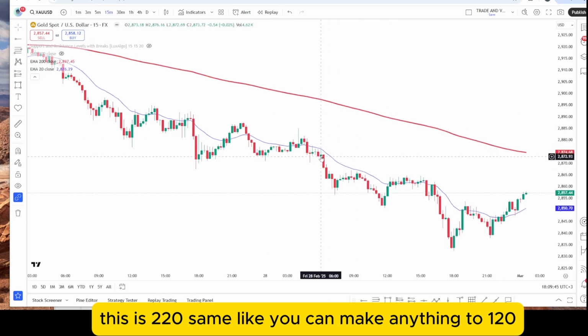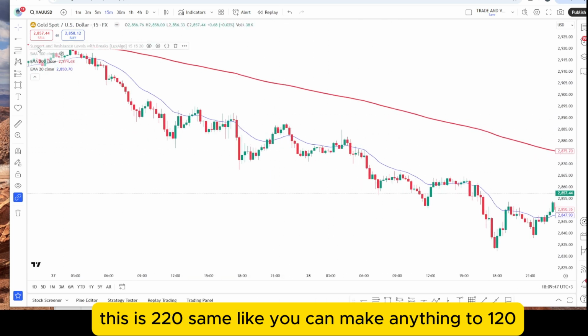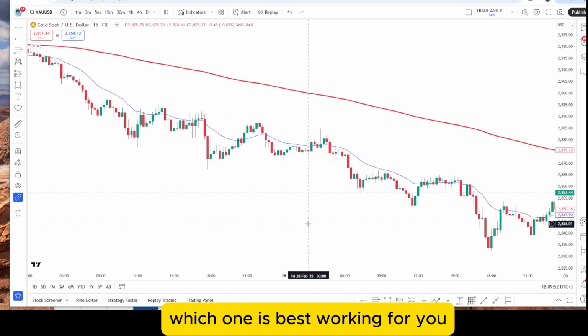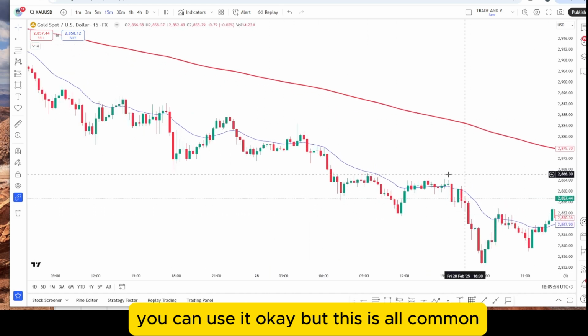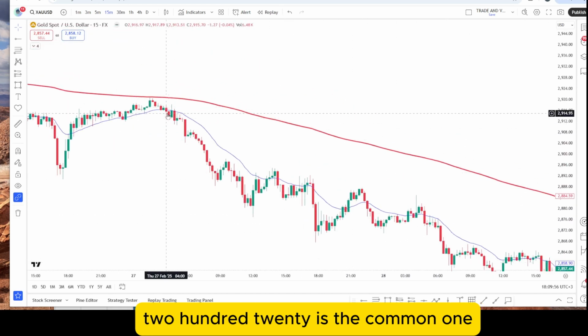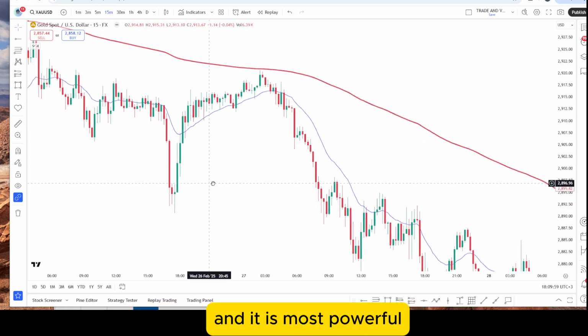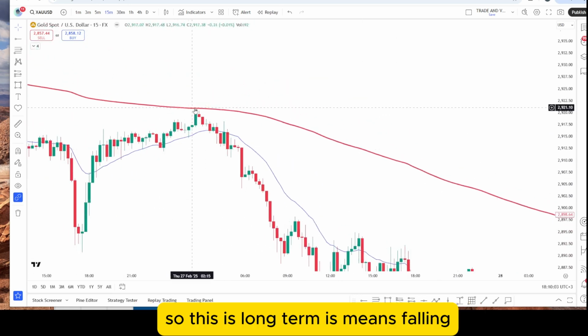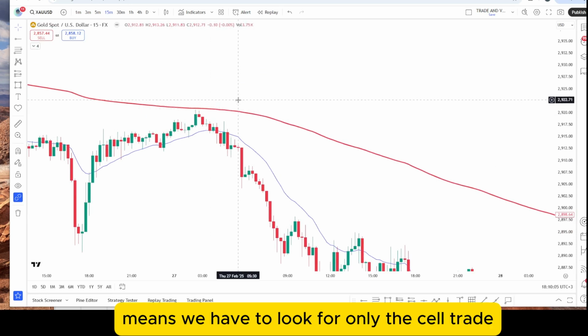This is 20 and 200. Same like you can make anything, 20 and 120. Whichever one is best working for you, you can use it. But this is all common. 20 and 200 is the common one, and it is the most powerful. So whenever it's coming, this is the long term. This is long term, and it is falling, which means we have to look for only the sell trade.